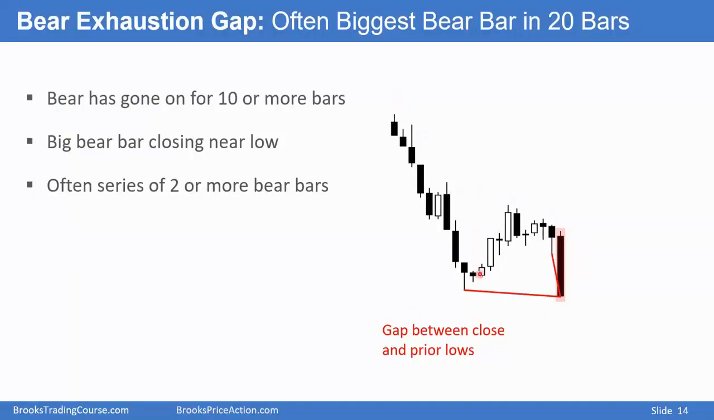We have a bear trend. It lasted 10 or more bars. And now we got a very big bear bar closing below this low. Therefore, this is a breakout point. And at this point, we have a gap between its close and that low, and a gap between this close and this low. As long as the market does not pull back above this low, this is still a breakout bar, and it potentially could lead to a couple legs down.